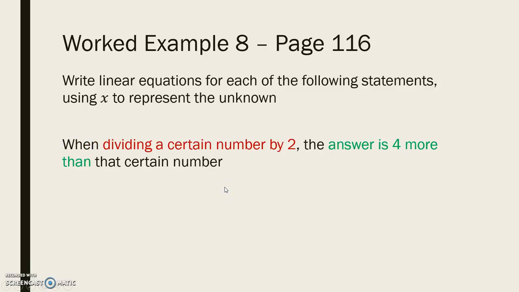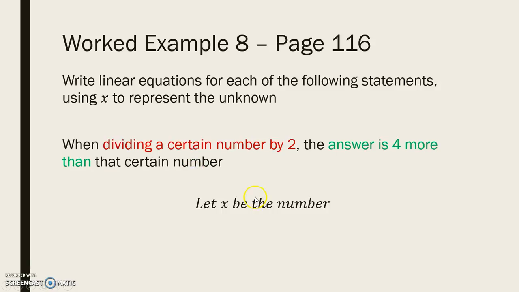The third example, a little bit more complex. When dividing a certain number by 2, the answer is 4 more than that certain number. So this indicates the equal sign's in the middle, and we actually have variables on both sides, the numbers on the left and on the right of that equal sign. So on the left, we're dividing by 2, so it's x over 2. On the right, 4 more than means plus, so it's x plus 4.